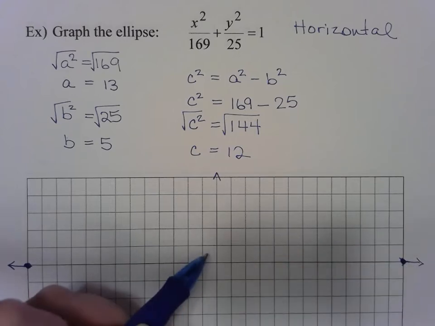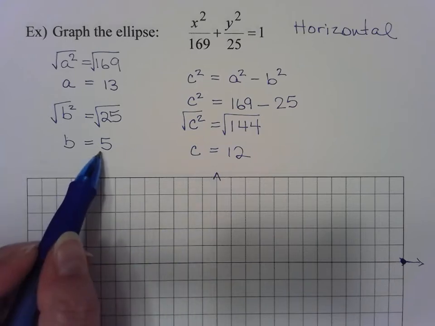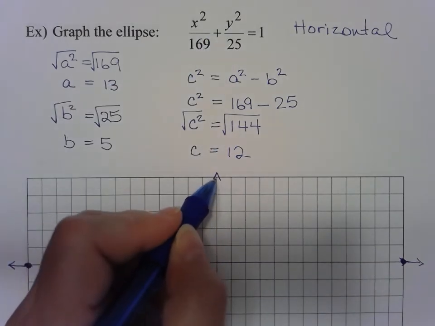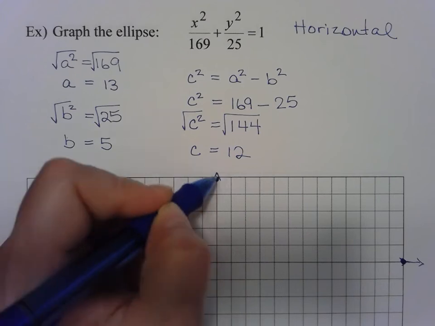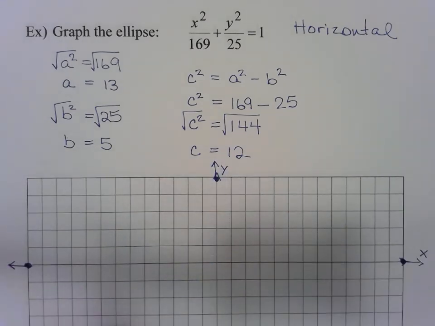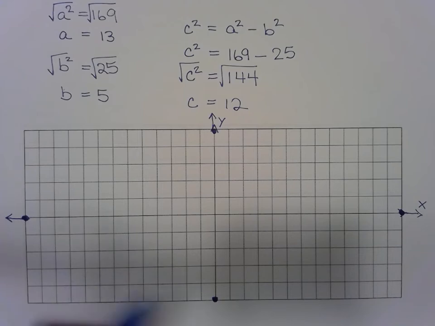Okay, and then the endpoints of the minor axis are going to be given by the b, and notice the b is under the y, so 1, 2, 3, 4, 5 up here. Extend that. And then down here. Okay, then we can go ahead and draw the ellipse.